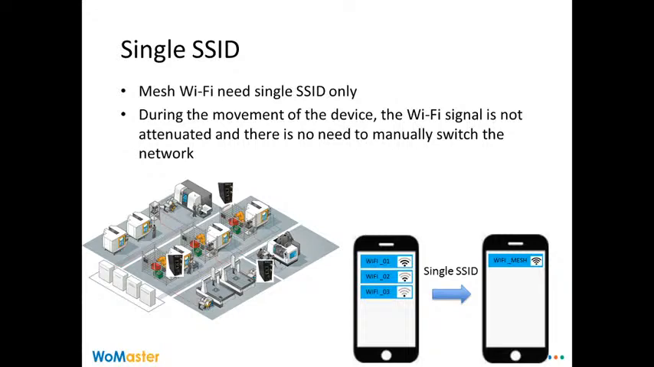Moreover, when Wi-Fi devices are moving, like a cell phone, users don't need to roam or switch the SSID manually. They will find the best routing to communicate, as previously mentioned.